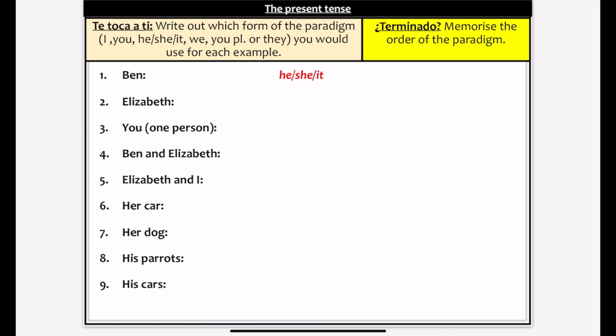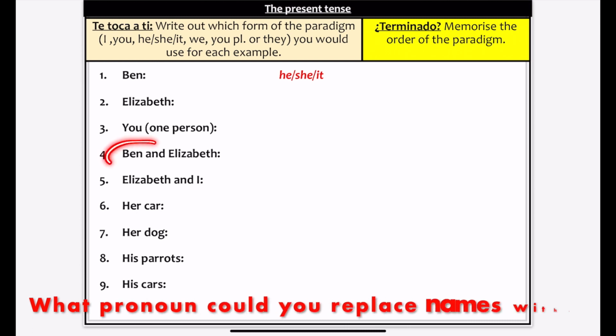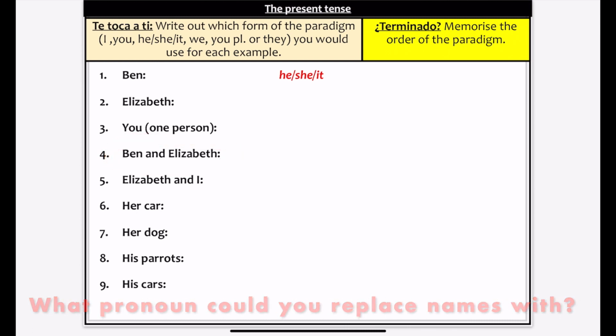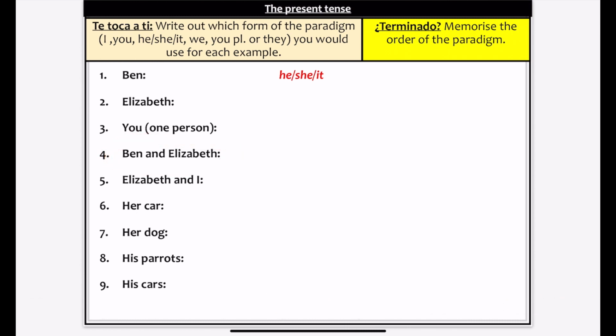What I would like you to do is pause the video here and write out which form of the paradigm you would use for each one. Be careful if you're looking at Ben and Elizabeth. Think about what you could replace Ben and Elizabeth with to stop repeating Ben and Elizabeth. So instead of saying Ben and Elizabeth go to the park, Ben and Elizabeth play football, Ben and Elizabeth play ice hockey, what could you use to stop repeating their names? Pause the video here while you do this.